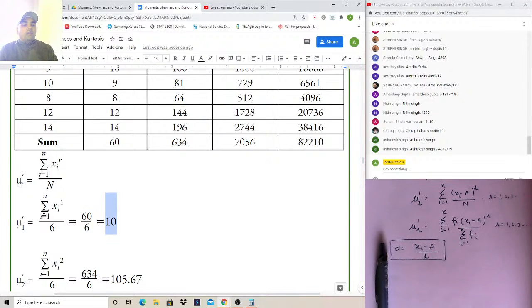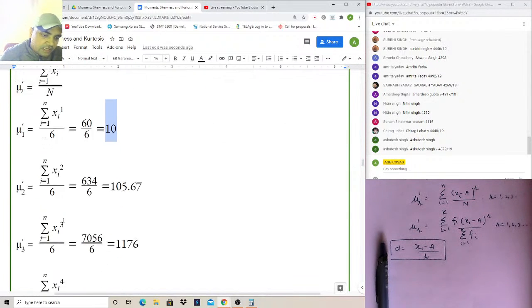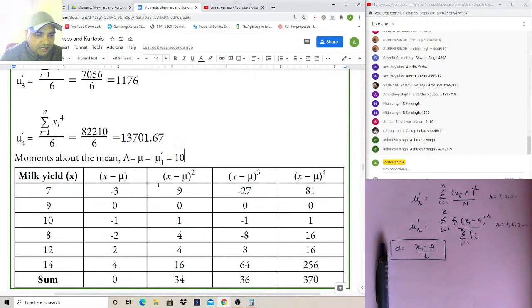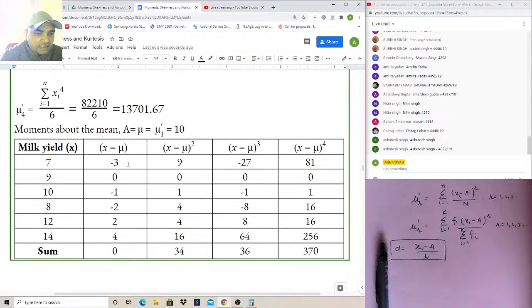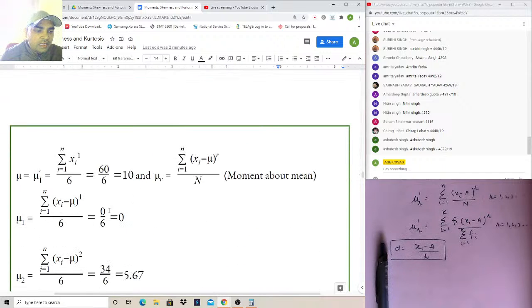So the first moment about the origin of a data is equal to its mean. The mean of this data is 10. If we subtract this mean from this data, these are the values. First, this value will be 0. Then this is 34. Then when we cube them, it is 36. And then this is 370. So accordingly, the first moment around the mean is always 0.